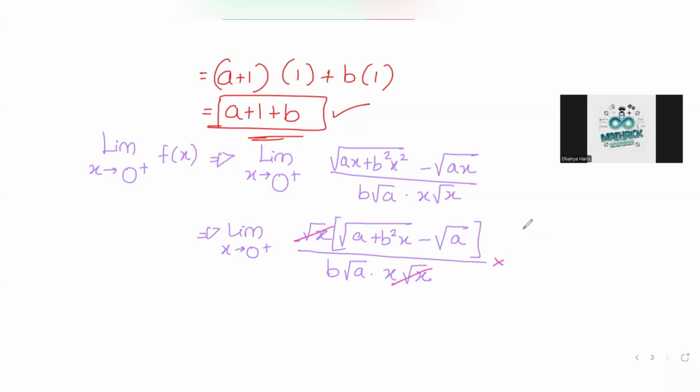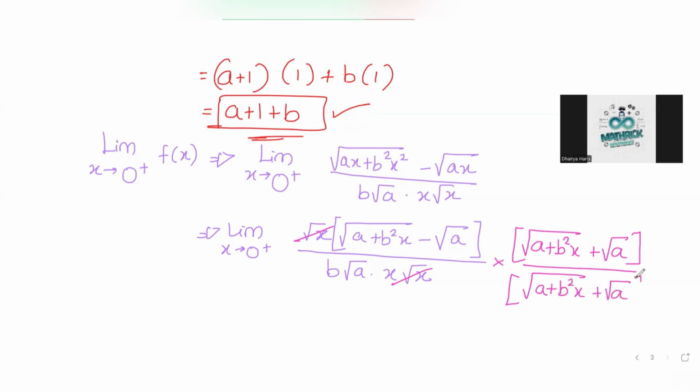So if I use the idea of rationalization, let's do that. So I'll rationalize it. I'll multiply this with a plus b square x plus root a. Here also I'll multiply that with the same thing. Now once I try to figure out this further, I get limit x tends to 0 plus. Here I have a minus b, a plus b. So that basically makes it a square minus b square.